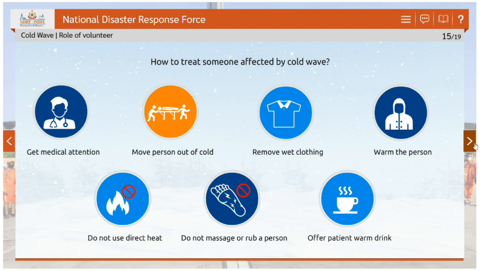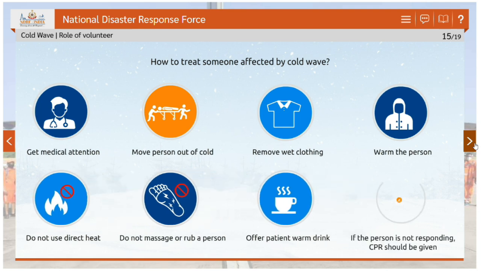Do not give alcoholic beverages. If the person is not responding, CPR should be given whilst the person is being warmed. Never assume the person is dead.